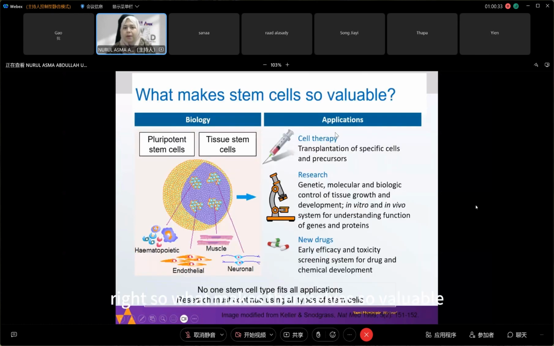All right. So what makes stem cells so valuable? As I mentioned just now, in a condition whereby we need a lot more, and our body can no longer produce a sufficient amount of cells to repair, to replace, or to regenerate. Okay, there are certain conditions. For example, when you... I'll give examples.